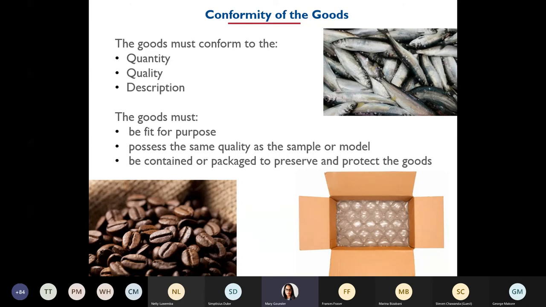So that is why it's so important. As a seller, you need to know exactly what your product is. You need to be as specific as possible when you are speaking to the buyer about what you are offering them, and how you are going to be packaging it.